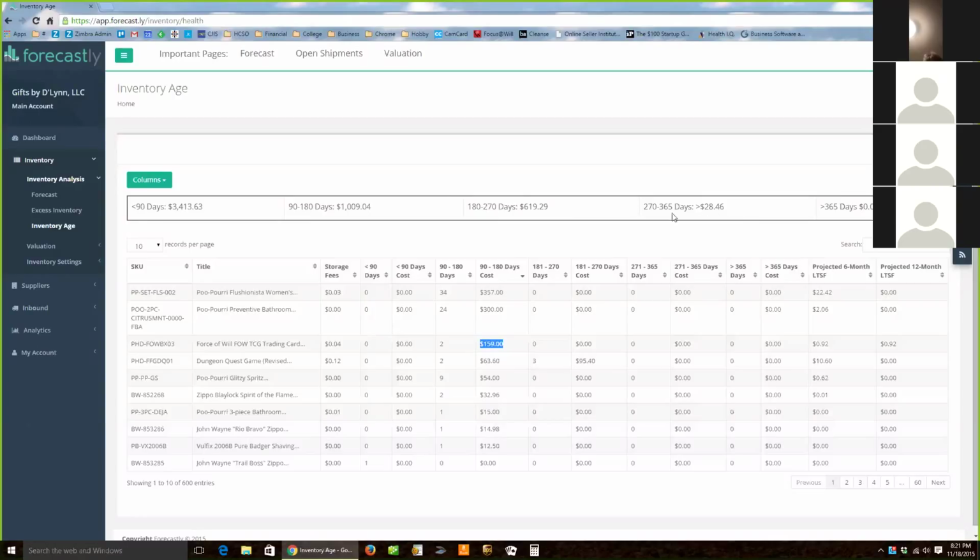So not horrible, but if your cash flow is dipping and you don't know why you don't have enough money, this is a good place to come check.